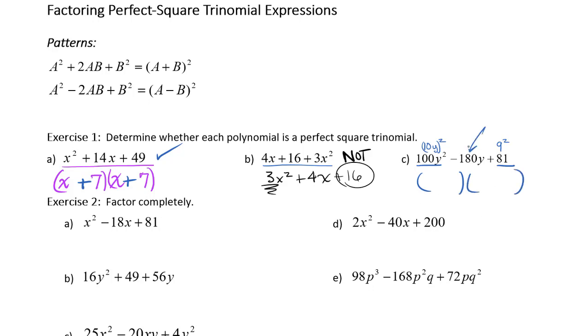The only thing is to check that if I were to multiply 10y by 9 and then multiply that by 2, would I get the middle term? And yeah, you do. So that gives me 10y and 9, 10y and 9. The middle term is negative, and so the middle terms on both my binomial factors will also be negative. So yes, this one does pass the perfect square trinomial pattern test.